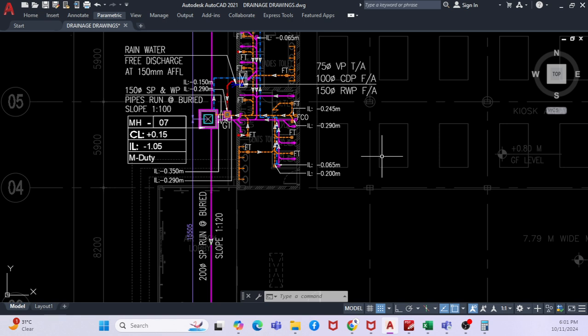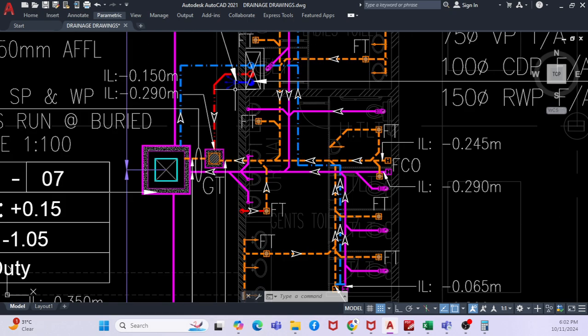Right? Okay, now the condensate drain pipe, either you can connect it to the storm water or you can connect it to the sewage water, whichever is nearby. So the condensate drain can be connected to any manhole, either storm or sewage, depending upon the nearest manhole availability, right? Okay, so you can see that all the condensate drain is connected from all the AC equipment.